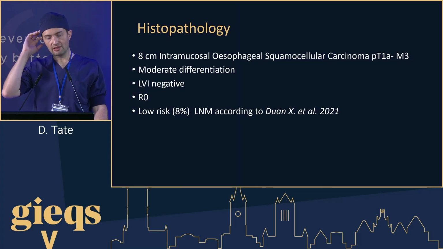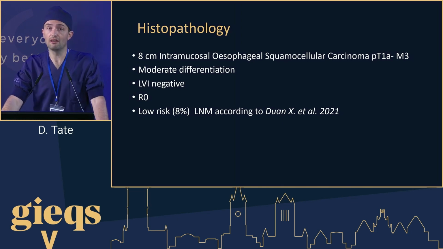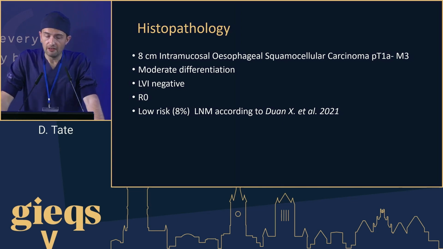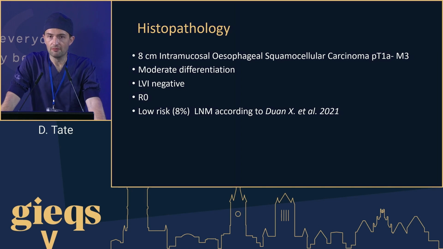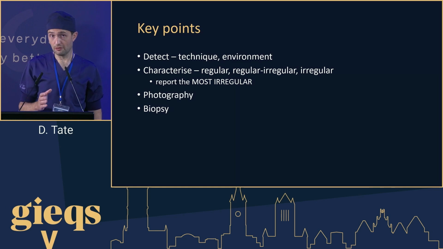And in this case, there was a squamous cancer within this area of abnormality. Into the muscularis mucosa, moderately differentiated, lymphovascular negative, removed completely with endoscopic resection. So, okay, this is what you can achieve with high quality imaging. But I recognize, of course, that this degree of imaging, not everybody has access to.